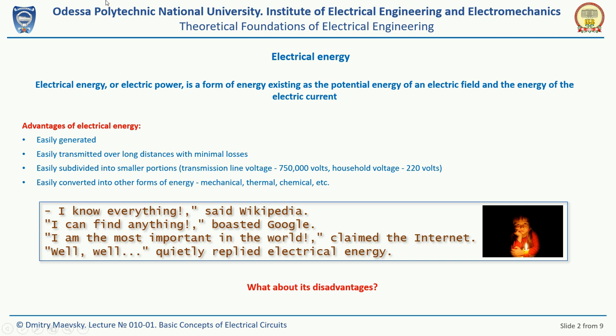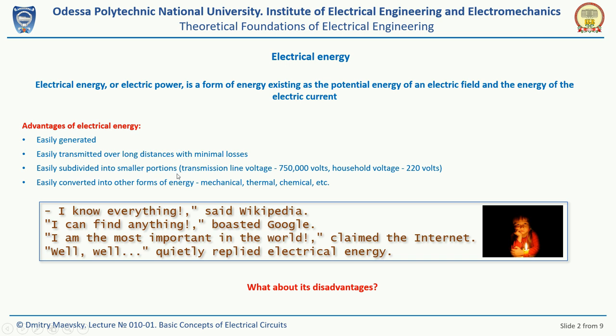Electrical energy can be easily and with minimal losses transformed into other forms of energy. This is its significant advantage. Another advantage of electrical energy is that it can be easily and with minimal losses transported over long distances. And finally, the third advantage of electrical energy is that it can be easily divided into small portions.